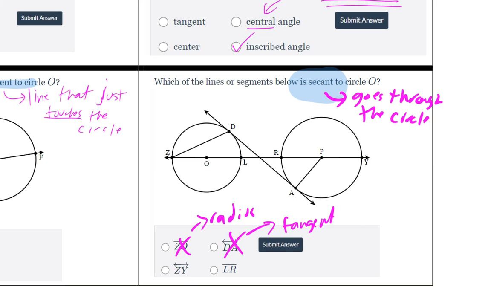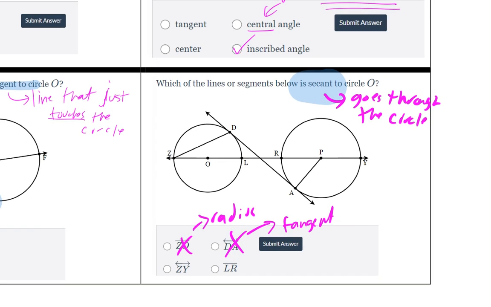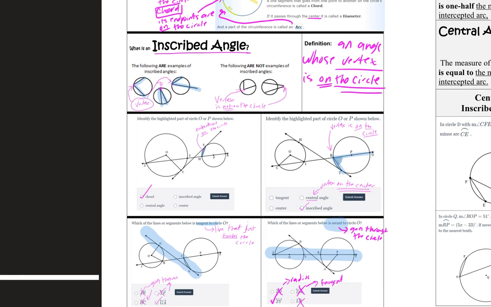So that's no good. What about this one? LR. LR doesn't go through the circle, right? So that's no good. And then ZY. ZY, right? ZY passes through, right? It goes all the way through. So that one is a secant. All right, so that's the main difference between those.